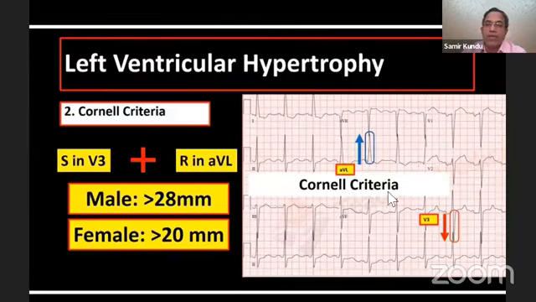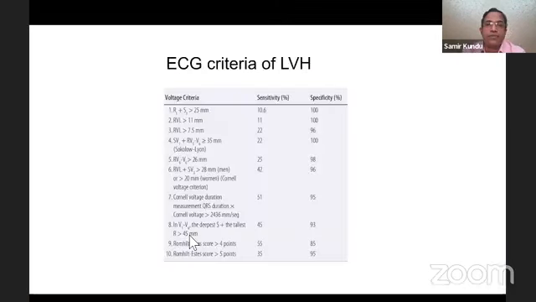The Cornell criteria: the R wave height in aVL and S wave in lead 3 more than 28 millimeters in males and more than 20 millimeters in females. There are several criteria; the sensitivity is very low, but the specificity is very high. Another criterion is the R wave in lead 1 and S wave in lead 2 or 3 more than 25 millimeters. R wave in aVL more than 11 millimeters is also a criterion.